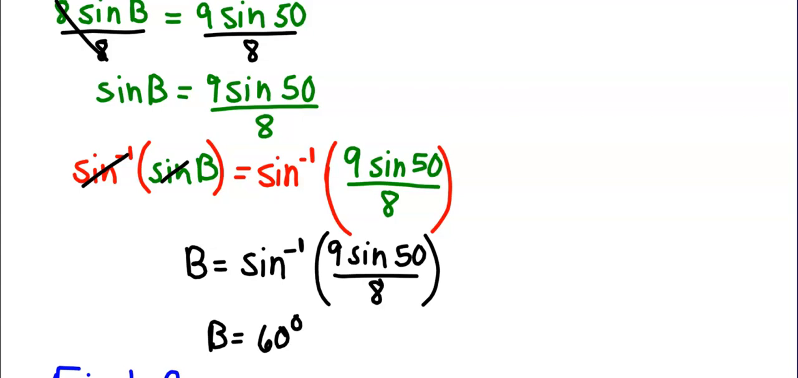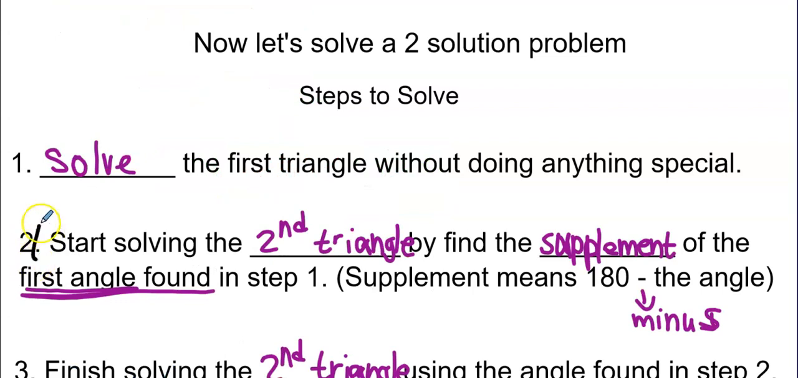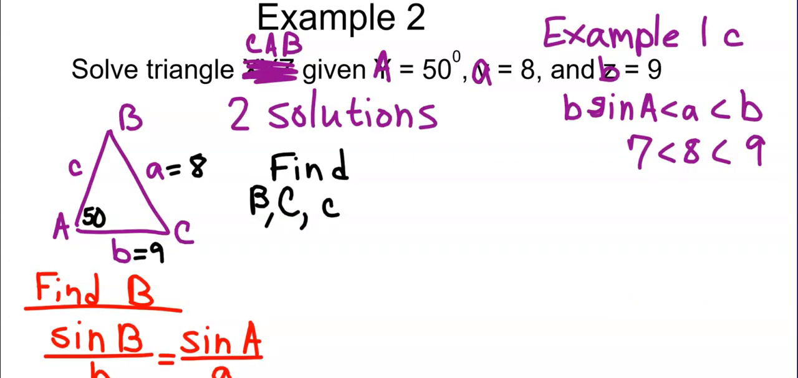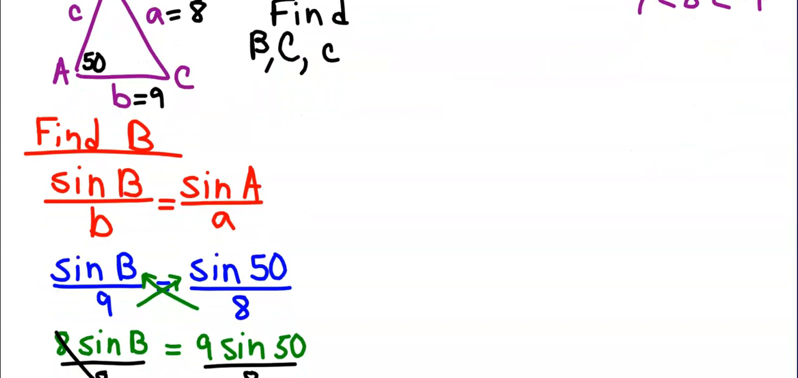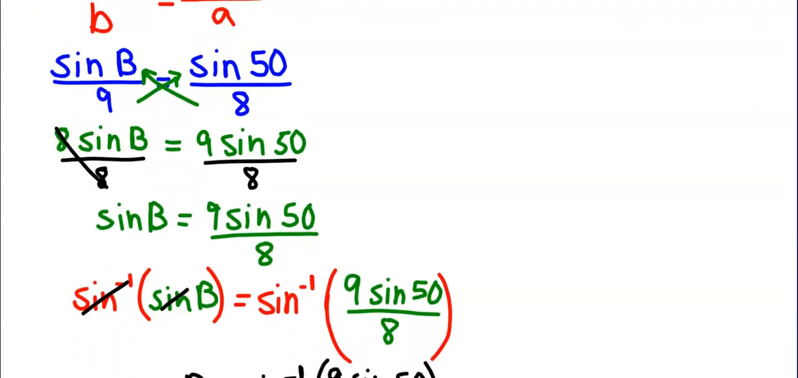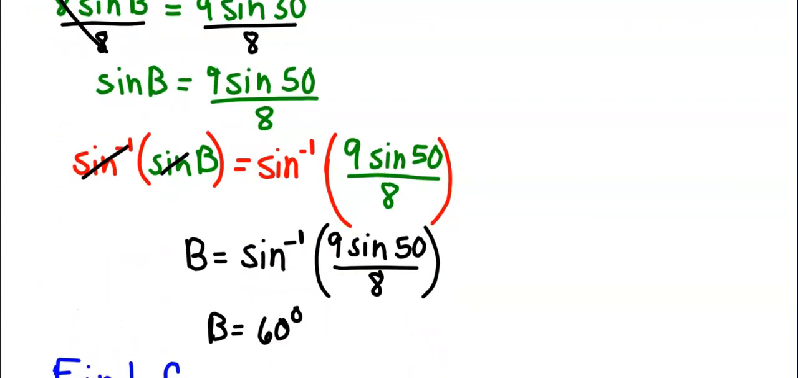Now, if you go back and look at the steps in finding the second solution, let's go back to step 2 real quick. Step 2 said to start solving the second triangle by finding the supplement of the first angle found in step 1. So we're going to find the supplement of that first angle that we found. Let's jump down here real quick. The first angle we found was angle B, which was 60. So I'm going to write this over here. This is my second solution.